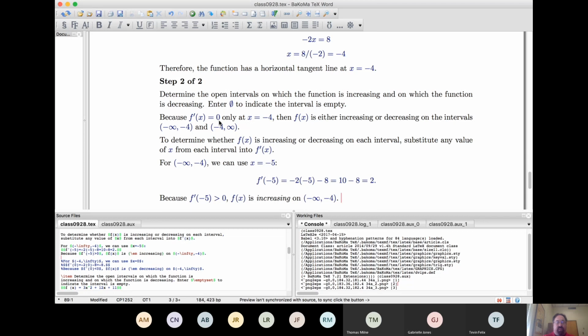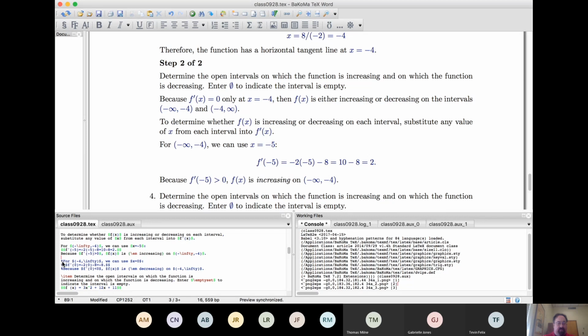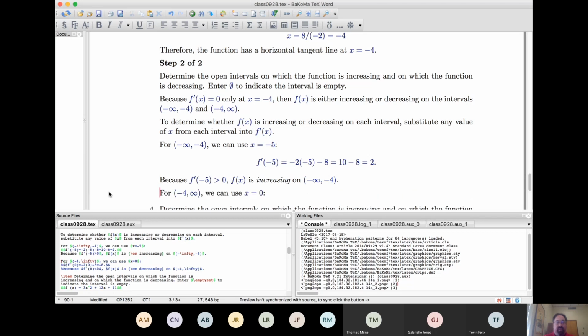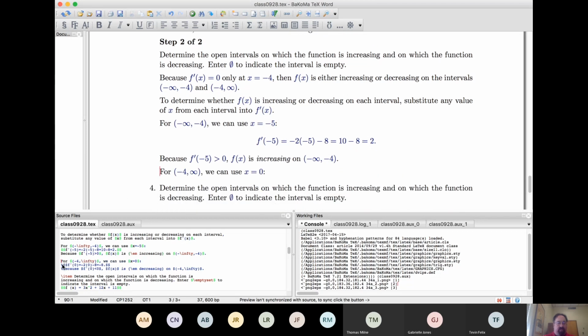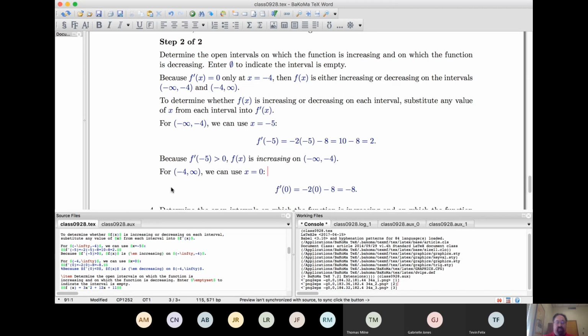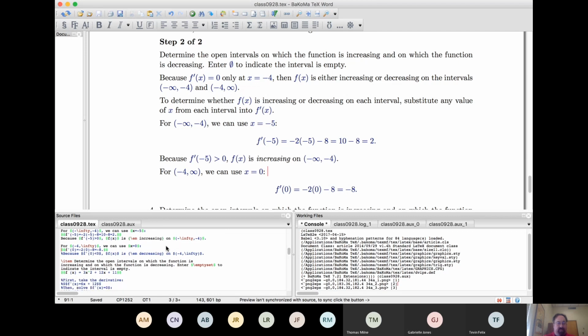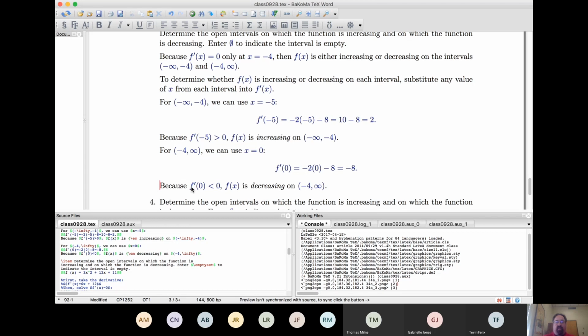Now I check the other interval. x goes from -4 up to infinity. So I can choose anything I want inside that interval. I like to choose 0. It's convenient. It's often easier to plug in. So we end up with -8. So because it's negative at this one point, therefore f prime is negative on the entire interval -4 to infinity. So we say it's decreasing there.